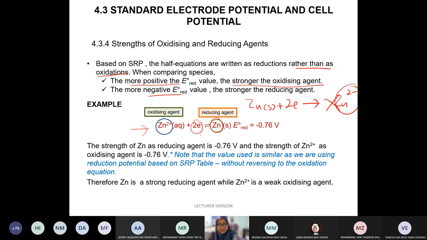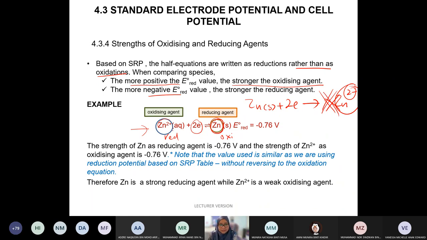As you can see, its ability to reduce is negative 0.76. It has a negative value there, which shows that it prefers oxidation. Logically speaking, zinc 2 plus can only undergo reduction, while zinc on the other hand can only undergo oxidation. Like I said, zinc will never accept 2 electrons to become zinc 2 minus. That is very unpreferable, so this is not possible. There is no such case.